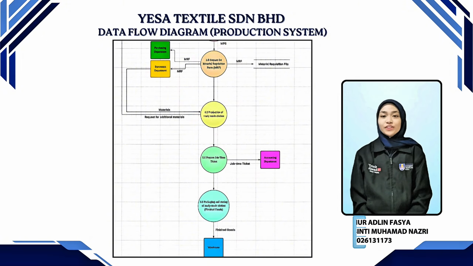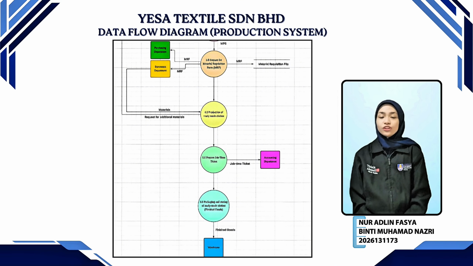The second slide explains the remaining production processes. Process 4.0 is the production of ready-made clothes. This process receives material from the storage department as its main input. During production, if additional materials are required, a request for additional material is sent back to update the bill of material before the materials are issued again. This ensures that all the materials used are properly documented and controlled throughout the production process.